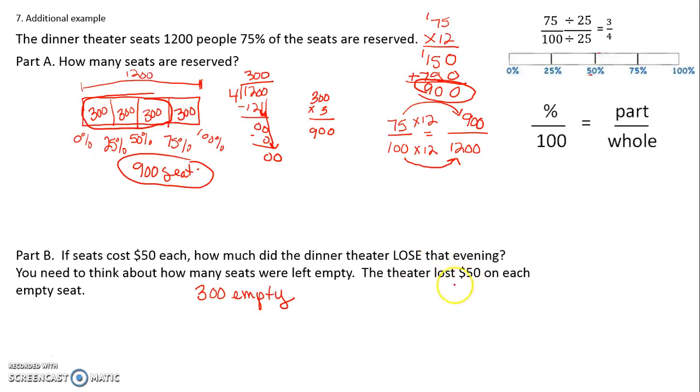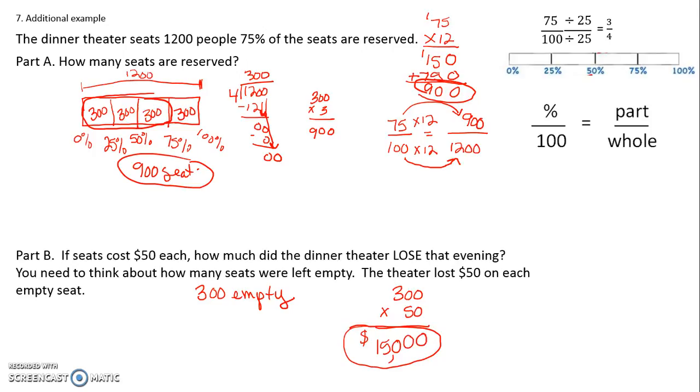The theater loses $50 on each of those empty seats. $50 on the first seat, $50 on the next seat, $50 on the next seat. So they've lost $50 300 times. So if you just take 300 times 50, 0 times 0 is 0. And then we can start right here. We're now in the tens place. 5 times 0 is 0. 5 times 0 is 0. 5 times 3 is 15. So they must have lost $15,000. Hopefully that helps with number 7.